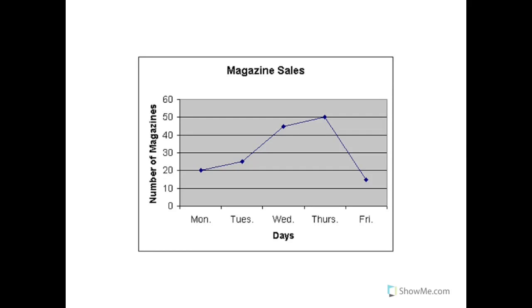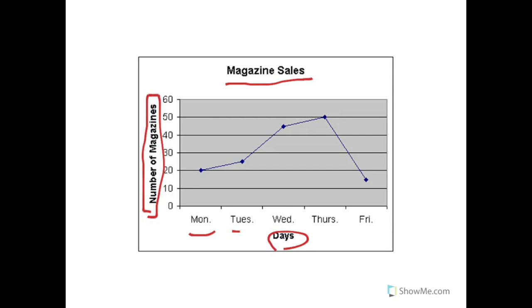Okay, this is called a line graph, all right? Sometimes data shows change over time, and that's best displayed when looking at a line graph. A line graph displays a set of data using line segments. Okay, so in this example, we're looking at magazine sales. That's our title. We also have some labels here. These are the number of magazines sold, and these are the days.